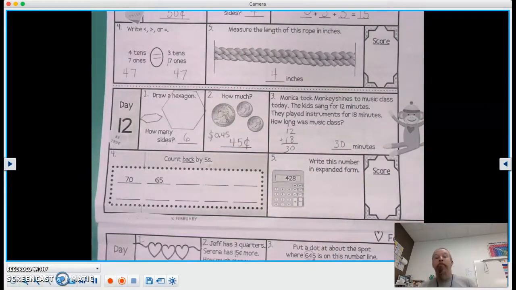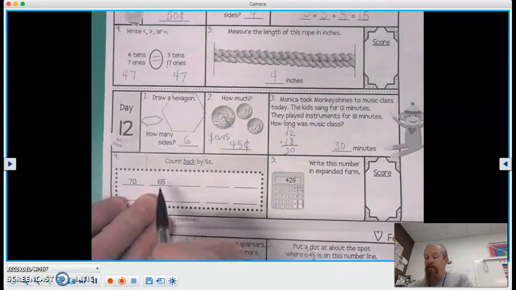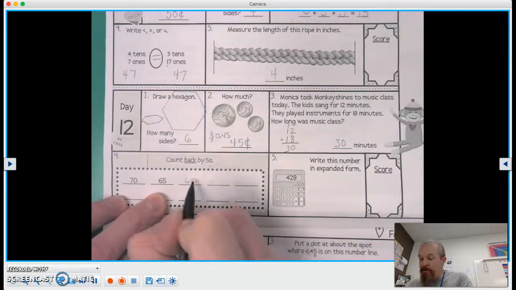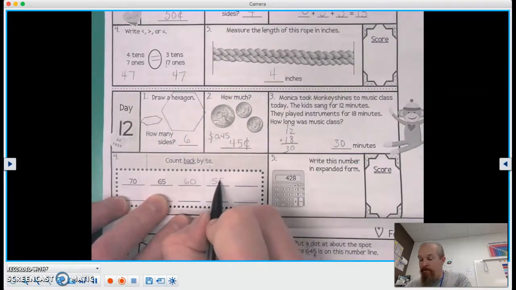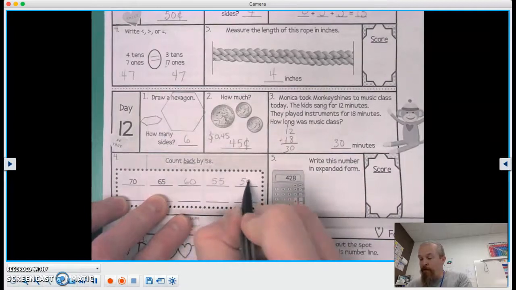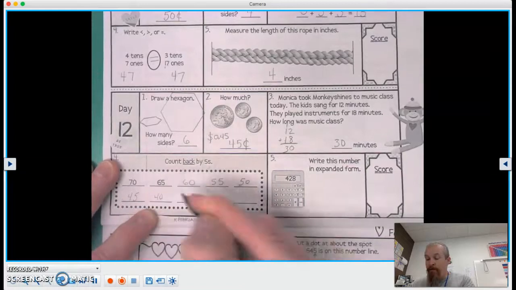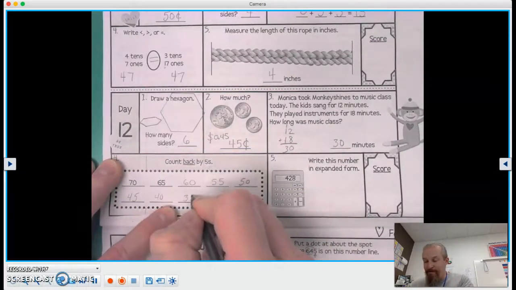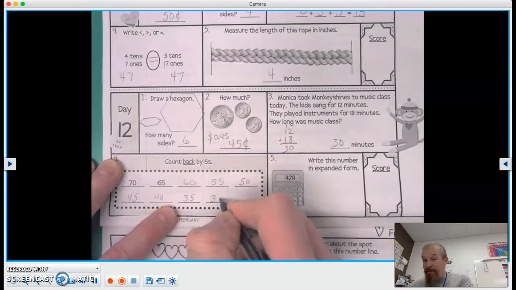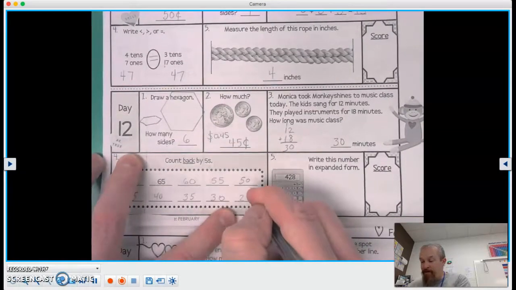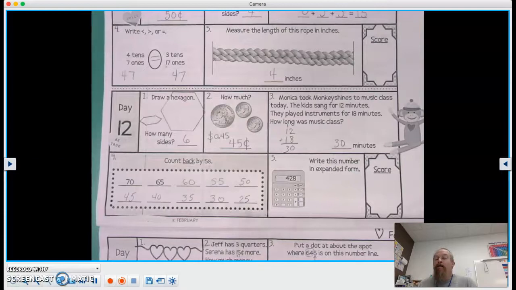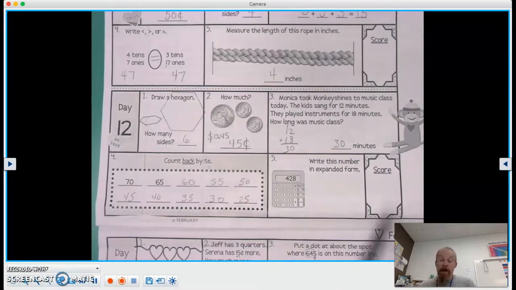All right, now we're going to count back by 5s. So 70, 65, 60, 55, 50, 45, 40, 35, 30, and 25. So every number ends in a 0 or a 5. So again, let's count up. 25, 30, 35, 40, 45, 50, 55, 60, 65, 70.